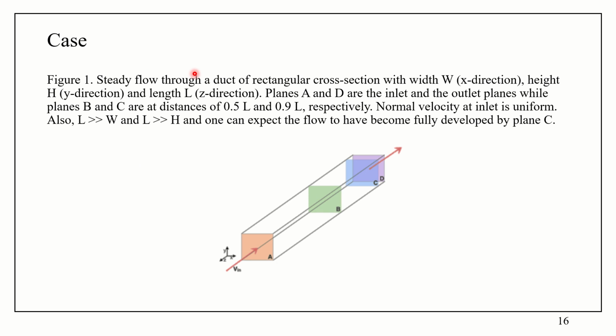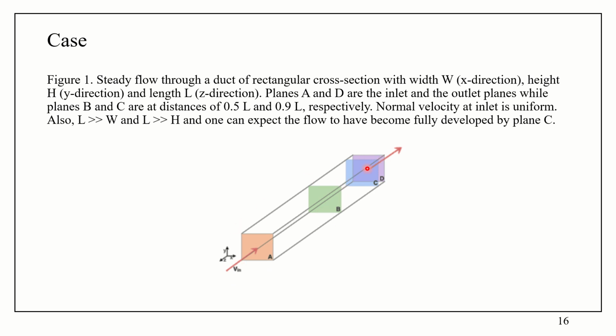I'll read the case statement again for your clarification. Figure 1, that is this figure: steady flow through a duct of rectangular cross section with width W, height H and length L. So this is X direction, this is Y direction, and this is Z direction. In the Z direction, the length is L. Now X direction, width is W, and Y direction, height is H. And we have 4 planes along the rectangular cross sectional duct. So it is A, B, C and D.